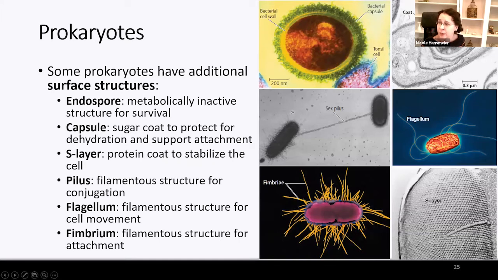Also fancy stuff like survival forms. They form endospores or spores. So even when everything is gone from Earth, those spores are still there, and when conditions are good again, they can thrive again. These are survival forms, where they are inactive at this time point and then thrive again when conditions become better.